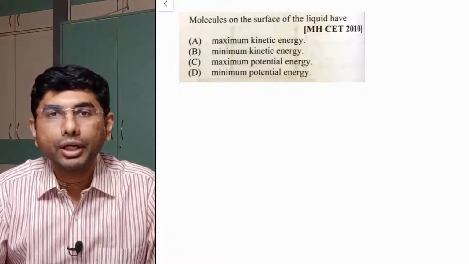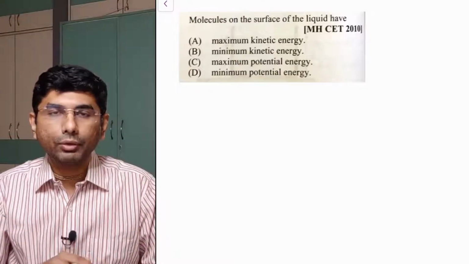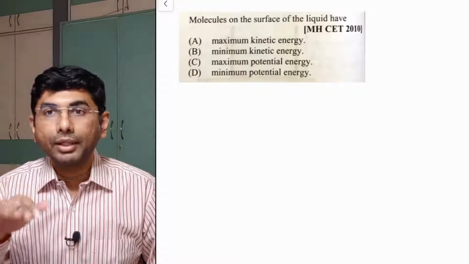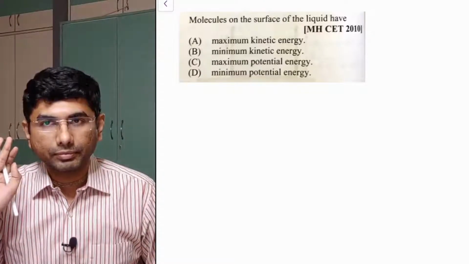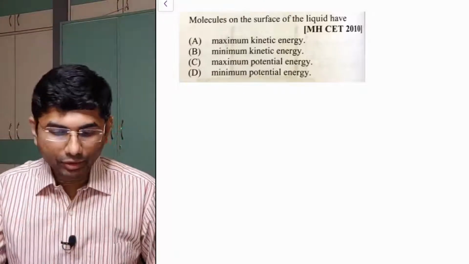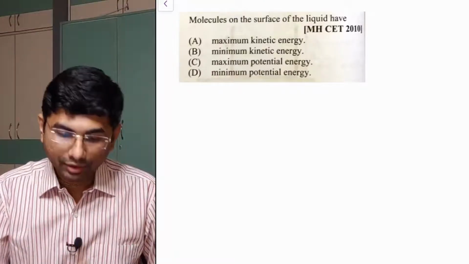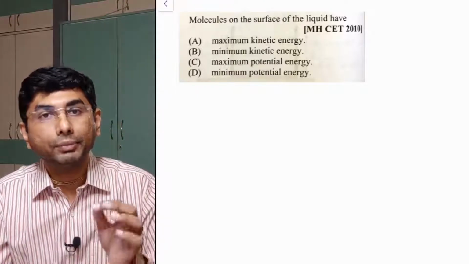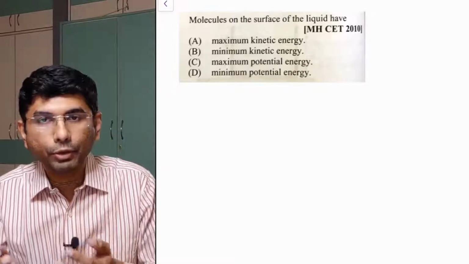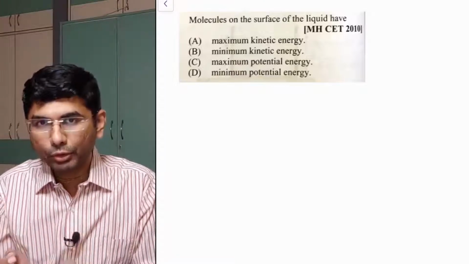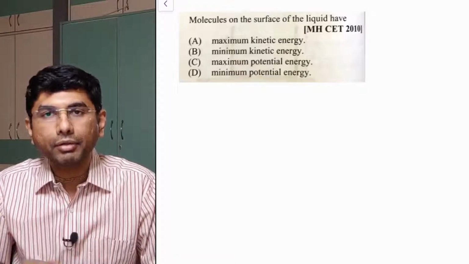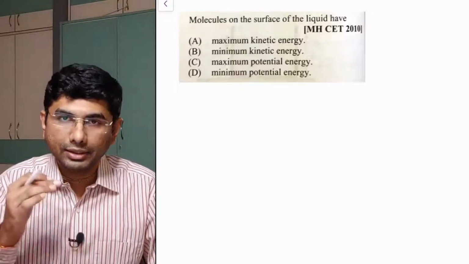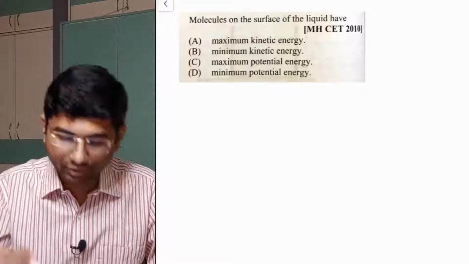Now we already know that whenever we bring a molecule from the inner part of the water to the surface of the liquid, its potential energy is increasing. In the molecular theory, we have understood that the molecules on the surface of a liquid have maximum potential energy. We have to give extra energy to bring a molecule of the liquid from the inside to the surface. That extra energy is stored in the form of potential energy, and this energy will be maximum at the surface. Therefore, the answer will be C.